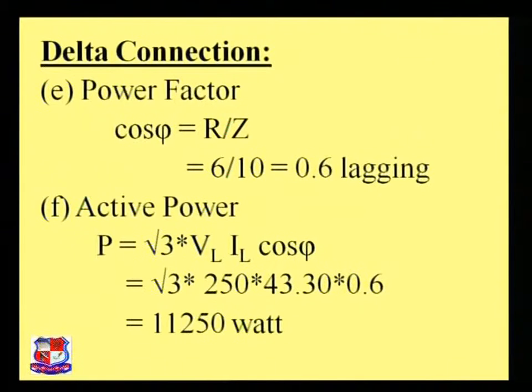The power factor, cos phi, equals R by Z. R is 6, which we already found from the load, and Z is the impedance per phase, that is 10. So 6 by 10 is 0.6 lagging. Keep in mind that here your power factor is lagging. Now your active power, P equals root 3 into VL IL cos phi. Putting in the values of VL, IL and cos phi, we get the active power P equals 11250 watt. That is the active power consumed in a delta connection.